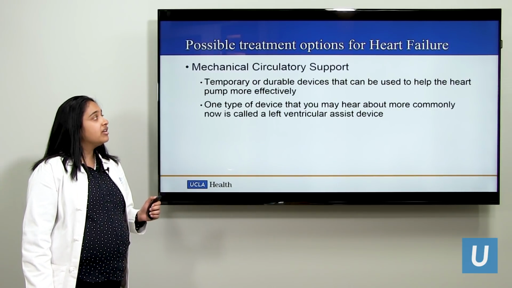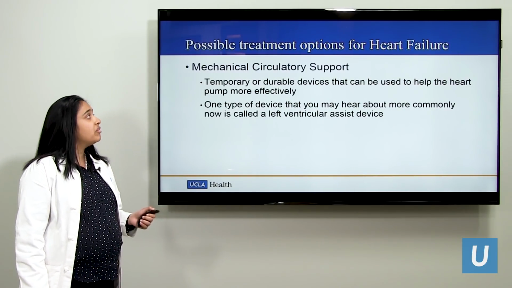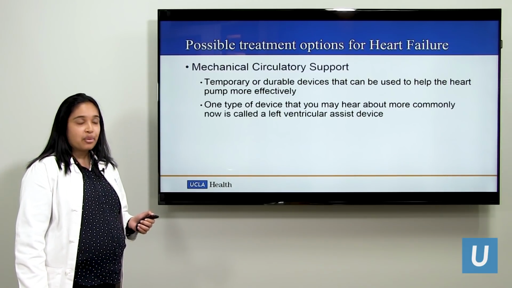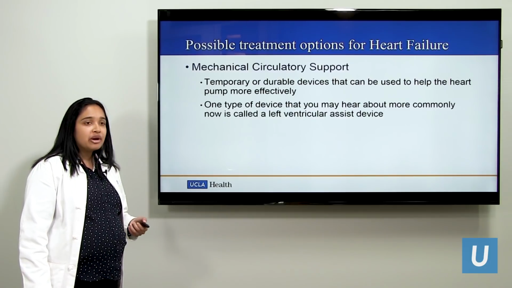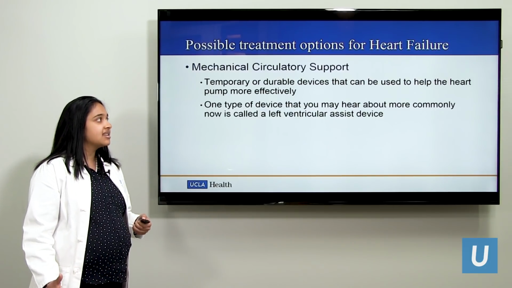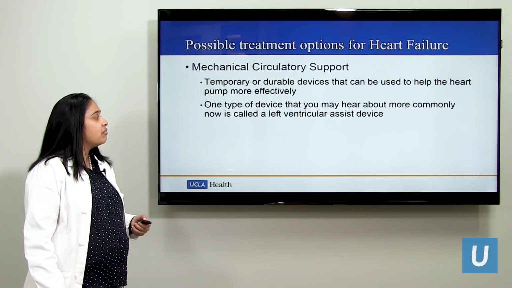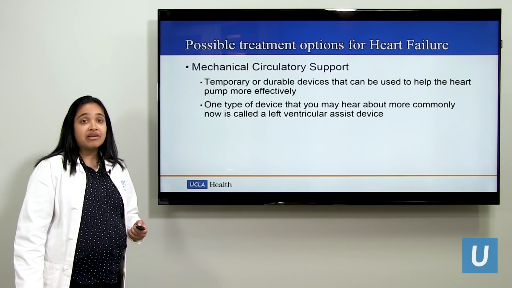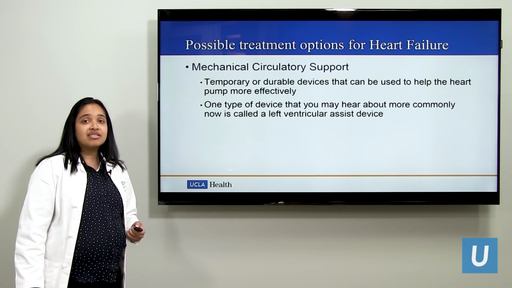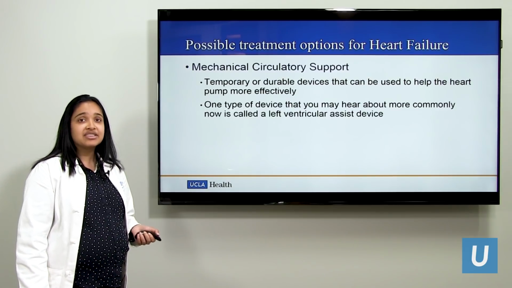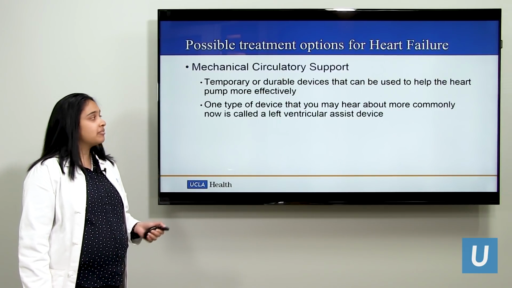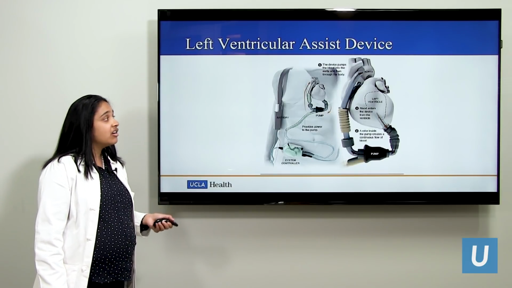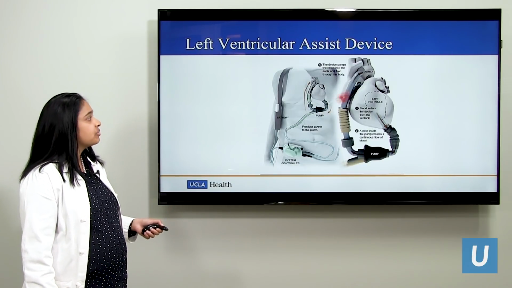When heart failure is really severe, we may also use mechanical circulatory support. These are temporary or durable devices that can be used to help the heart pump more effectively. One type of device that you may hear about now more commonly is called a left ventricular assist device, or an LVAD. I'm going to show you a schematic here of what an LVAD looks like.